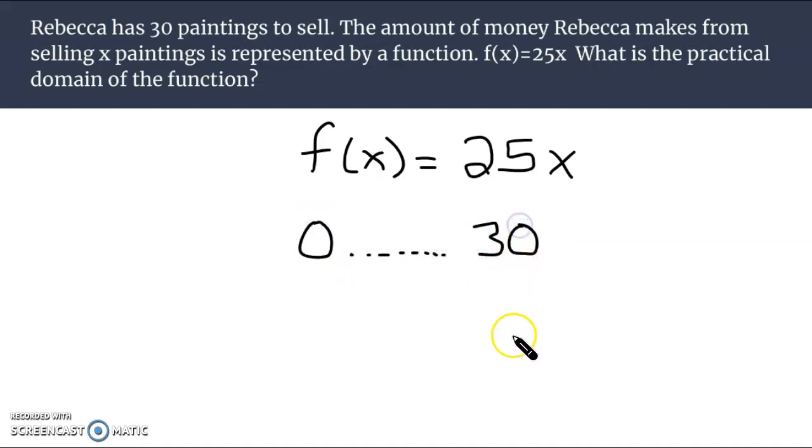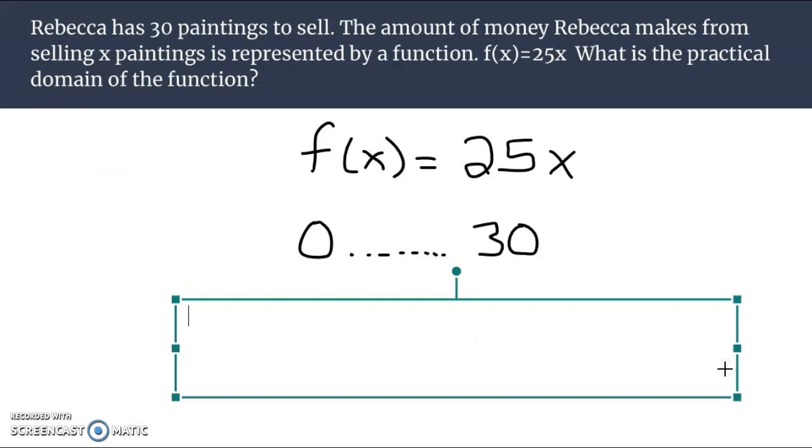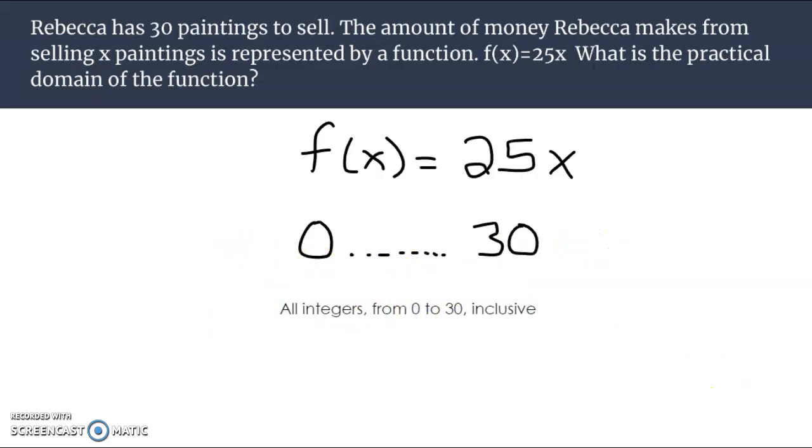Now, think about paintings. You can't sell half of a painting or a fourth of a painting. So this is how we're going to describe the practical domain: all integers from 0 to 30 inclusive. Integers are positive and negative whole numbers, but we're putting a limit on it from 0 to 30, and inclusive means we do include 0 and 30 instead of treating them like a boundary, as in the phrase between 0 and 30. Saying 0 to 30 inclusive means you could include 0 as a possibility and 30 as a possibility. So that's how we describe the practical domain of the function.